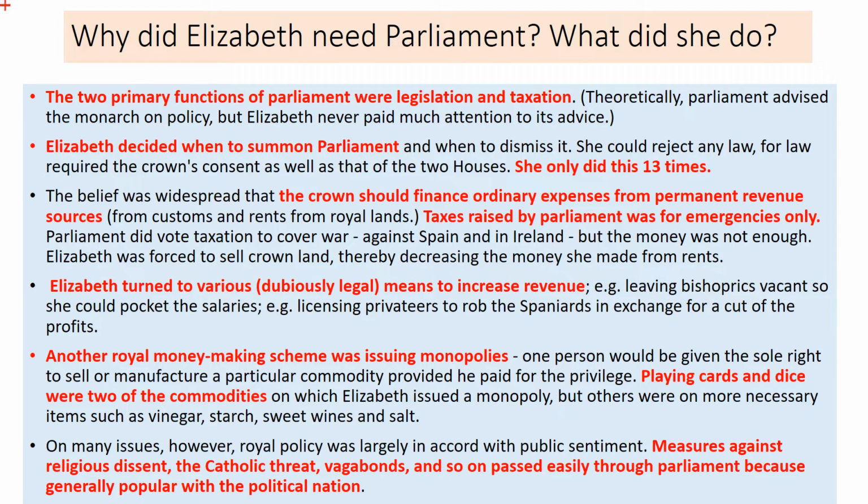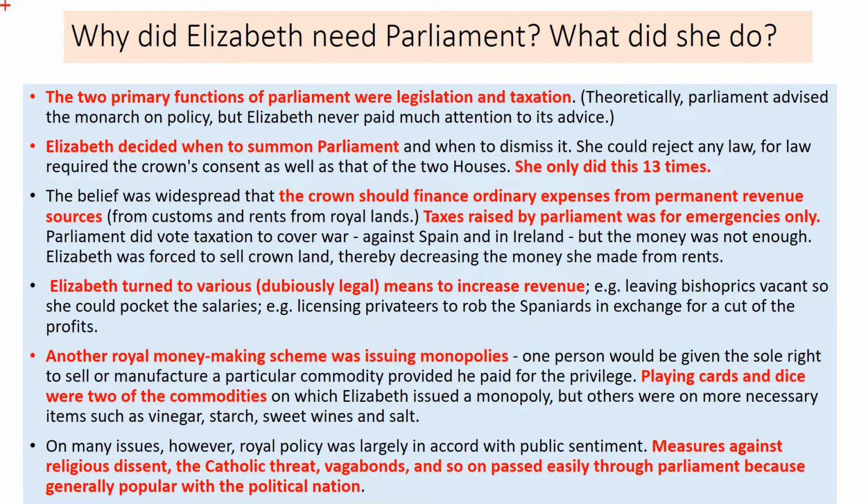Now, Elizabeth decided when to summon Parliament and when she could dismiss it. Now, she could reject any law that she wanted to, but she had to have the Crown's consent as well as that of the two houses. Now, she did this on 13 occasions where she called Parliament to meet. So if we look at her entire time as Queen from 1559 until 1603, she only called Parliament on 13 occasions. So it's once, every kind of 4 years or so.